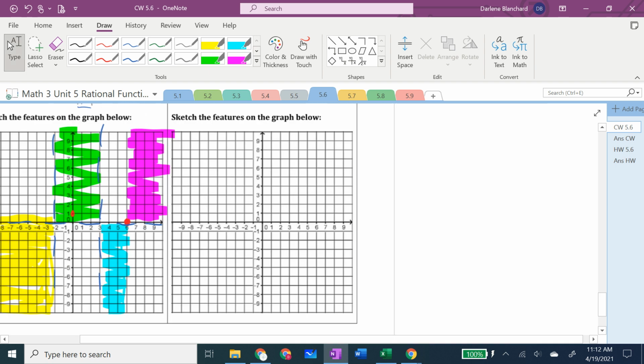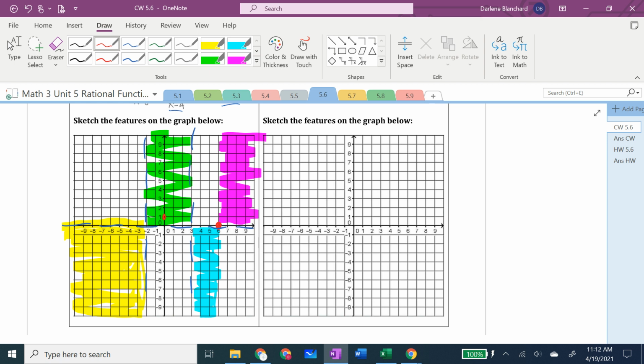Now, my horizontal asymptote has two ends, a left end and a right end. Then, vertical asymptote negative 2, right there, has a left side and a right side. Vertical asymptote of positive 3 has a left side and a right side. That takes care of my asymptotes.